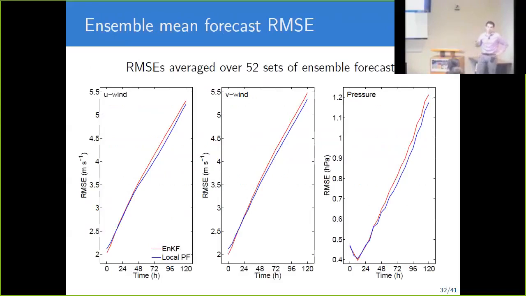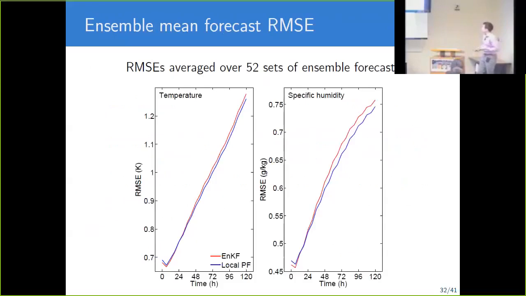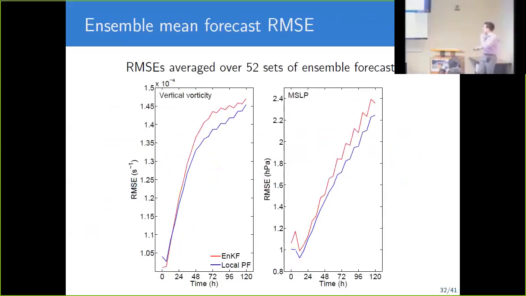I mean, really, a lot of this work is being motivated by using intermediate size ensembles, so 1,000 or more ensemble members. And so I was pretty happy to see this result. And this is true for temperature, specific humidity, pretty much all the variables that I looked at, I can do a little bit better than the EnKF. And here, the last two, I have vertical vorticity and mean sea level pressure.